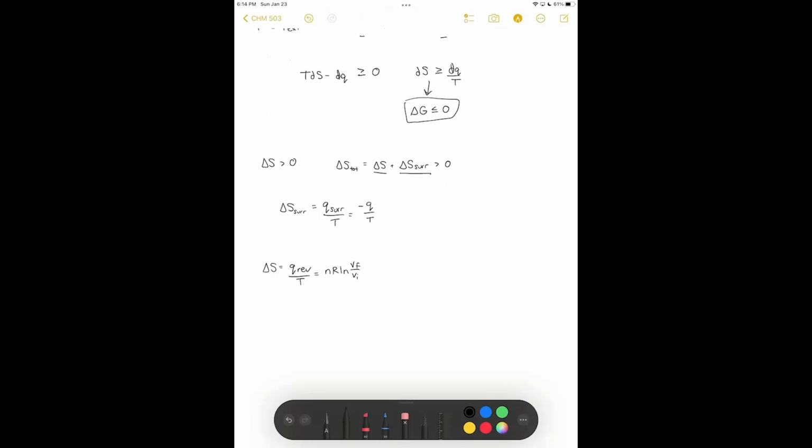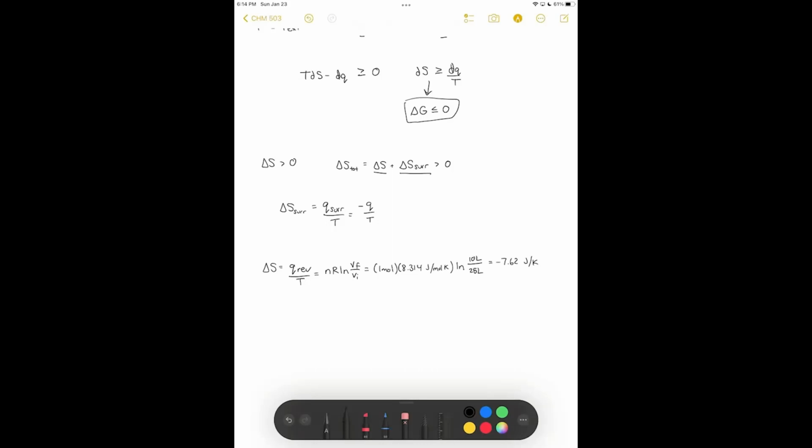If we have 1 mole of this ideal gas, we'll have 1 mole. We'll have R, which is 8.314 joules per mole Kelvin. And then we will have the natural log of the final volume, which is 10 liters, over the initial volume, which is 25 liters. Plugging in these numbers, we end up with negative 7.62 joules per Kelvin.